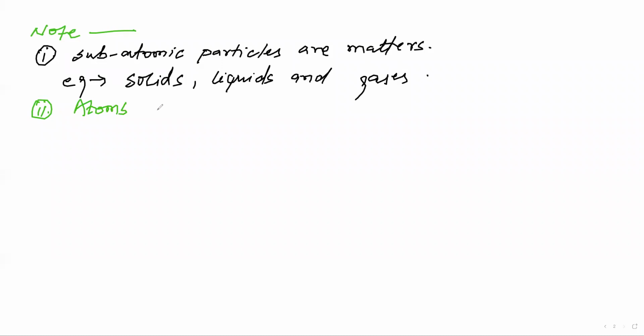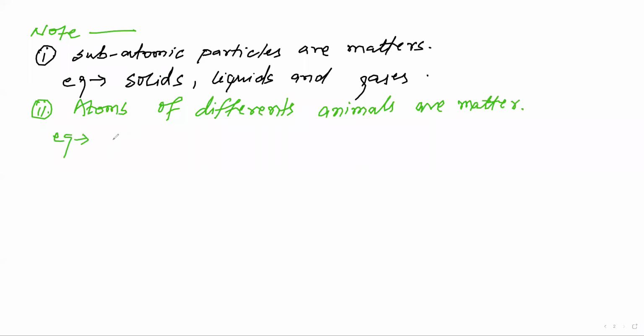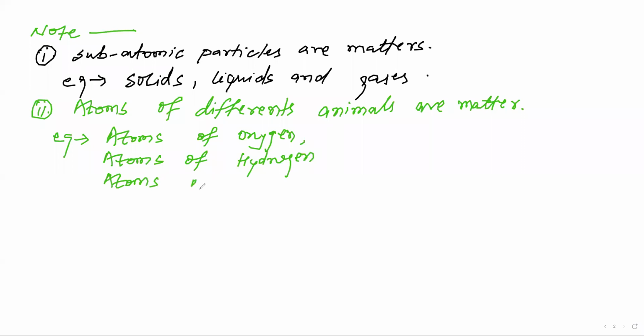Atoms of atoms are matter. Atoms of different elements are matter. As for example, atoms of oxygen, atoms of hydrogen, atoms of nitrogen.